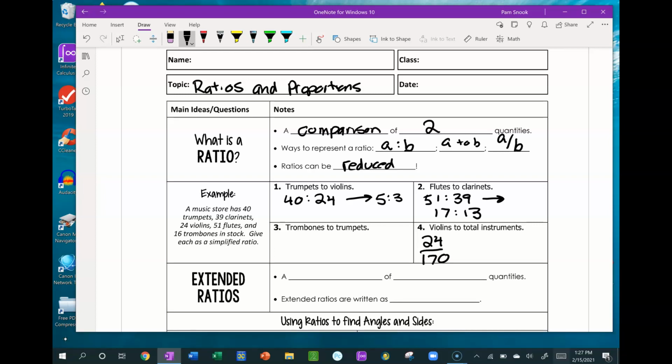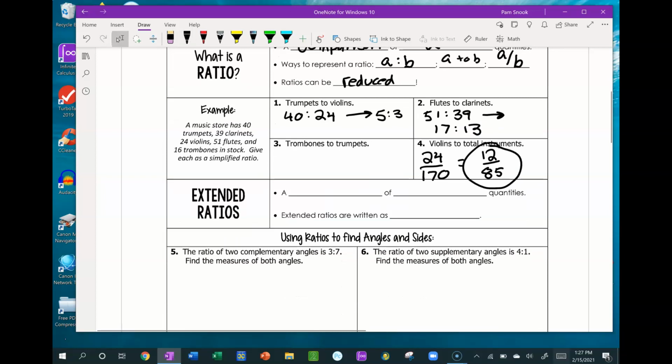And clearly we can reduce that. And that's going to equal 12 over 85, because I just divided both by 2. And I'm going to check, and I think that doesn't reduce any further. So that's going to be my answer.